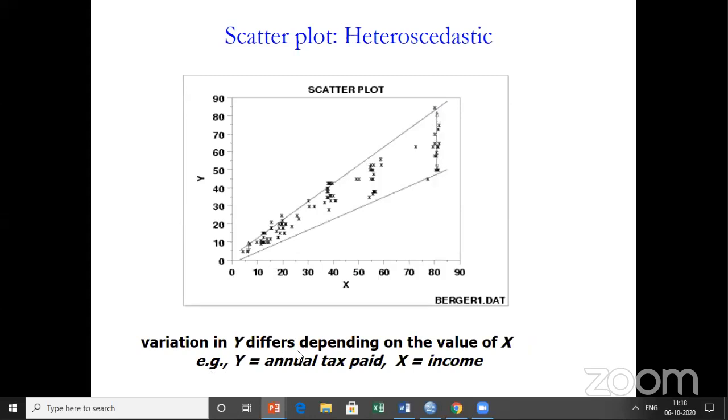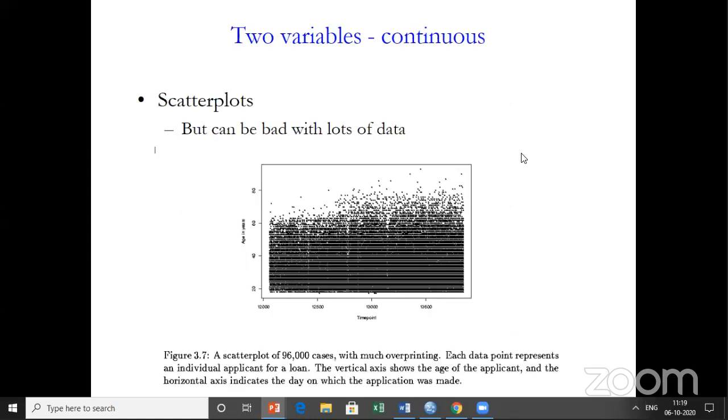So this is a variation in y that differs depending on the value of x, where y is the annual tax paid and x is the income. So as income is increasing, the annual tax paid is also increasing. This sort of scatter plot can be seen under the visualization aspect. Right? This is actually a very bad fit.